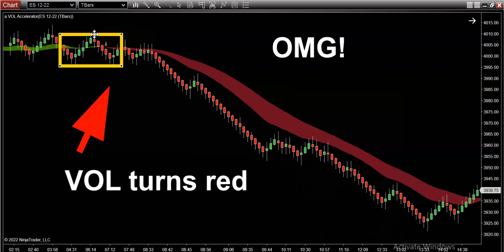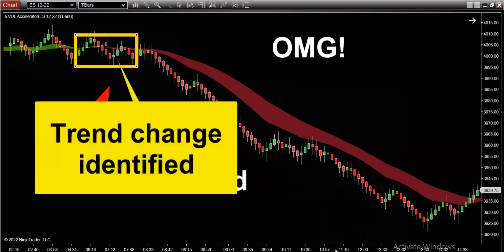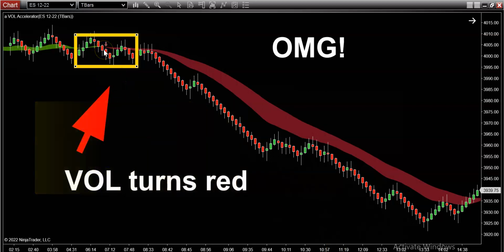Case in point, can you guys see how this thing changed colors? You see how the color band was green over here at around midnight, and then right around here about 7 o'clock in the morning, can you see how it changed colors from green to red? This indicator at this moment in time identified for you a trend change. Now, when you see this happen on your chart, this means something. This is a statistically significant development on your chart, and you got to pay attention.